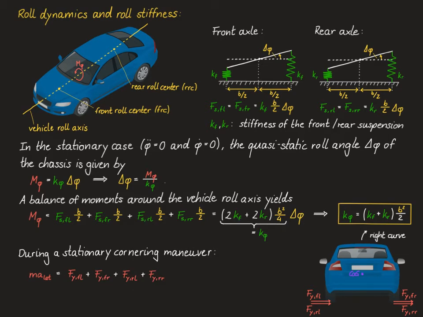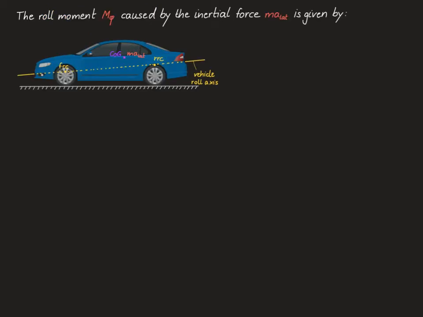So the sum of all 4 lateral tire forces on the front left, the front right, the rear left and the rear right tires. Note that we may add m times a lat as an inertial force acting on the center of gravity in order to obtain a quasi-static free body diagram. In order to derive the roll moment m phi that is caused by the inertial force m times a lat, we look at the vehicle from a sidewards perspective.